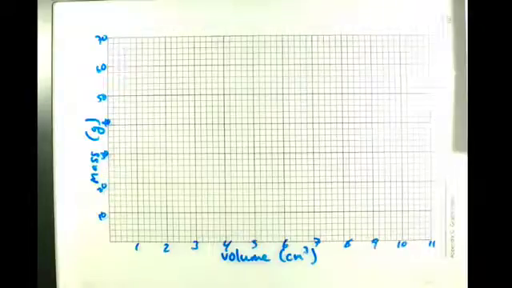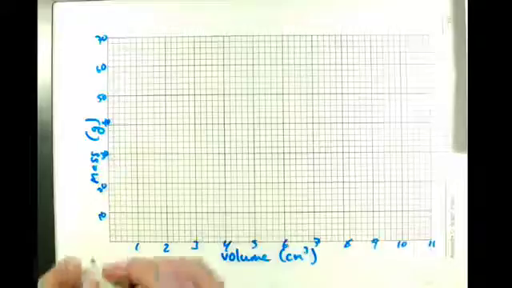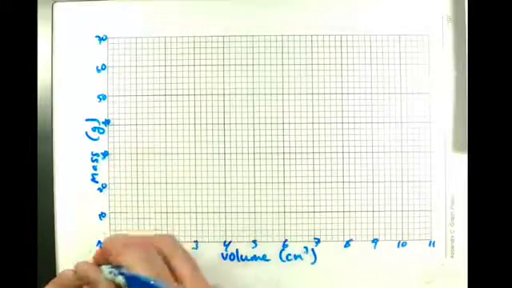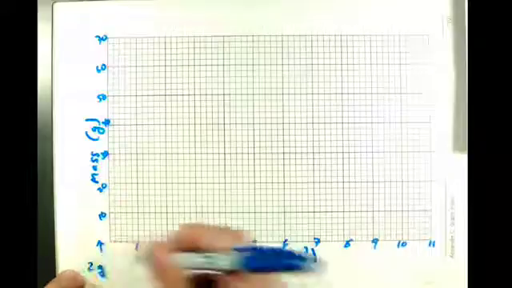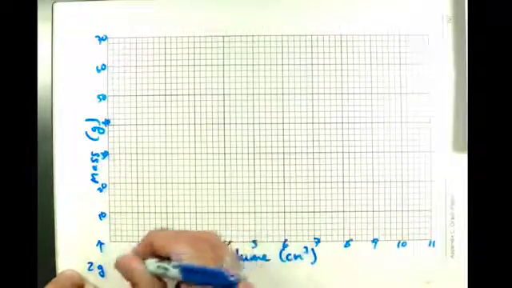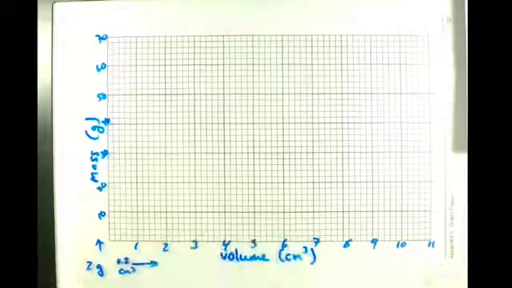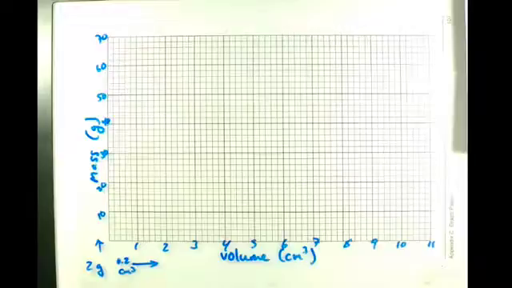Now importantly, what this also lets us know is how big each of the small blocks are. On this axis over here, each small block is going to be equivalent to about 2 grams. And on this axis, each small block is equal to 0.2 cubic centimeters. And so that's going to be important when we start placing our points. Now that we have a scale ready, we'll start placing our points.